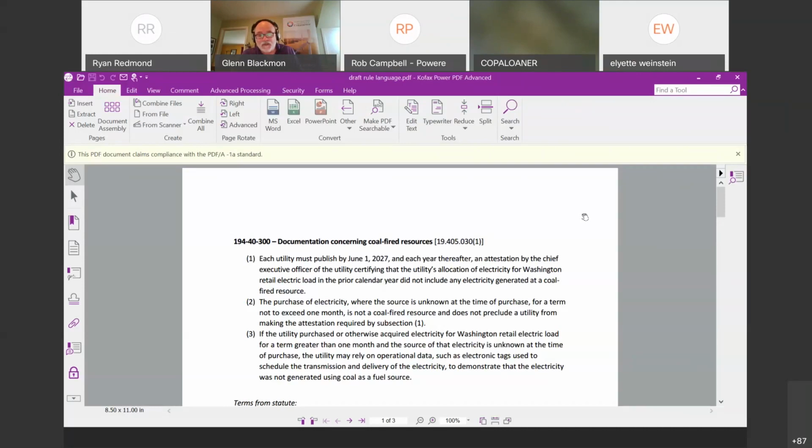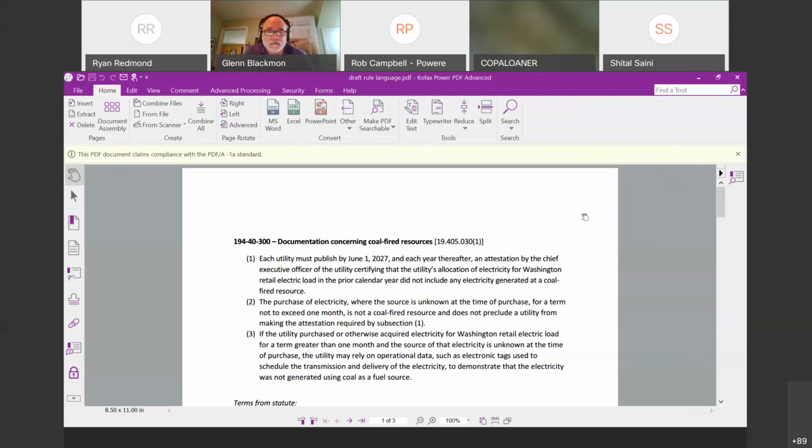And so the first one in the set today is 194.40.300. If anybody's not able to see the screen on the web platform, this language is also available on our website, commerce.wa.gov/CETA. Look for the first discussion draft of the rules, and that's the overall package. And then the rule 300 is the one that we're discussing first.